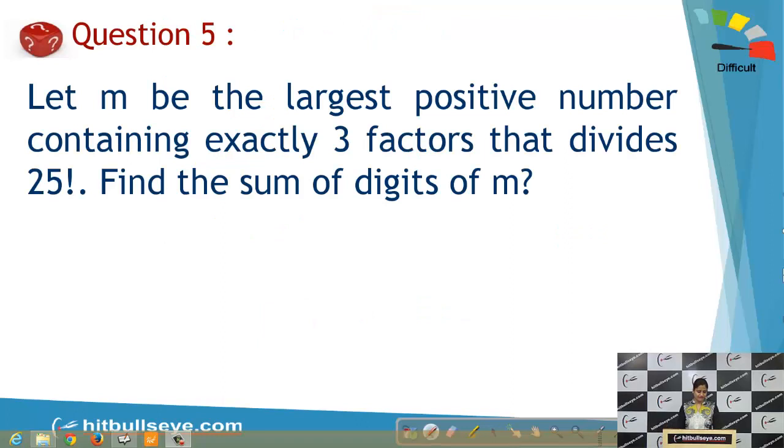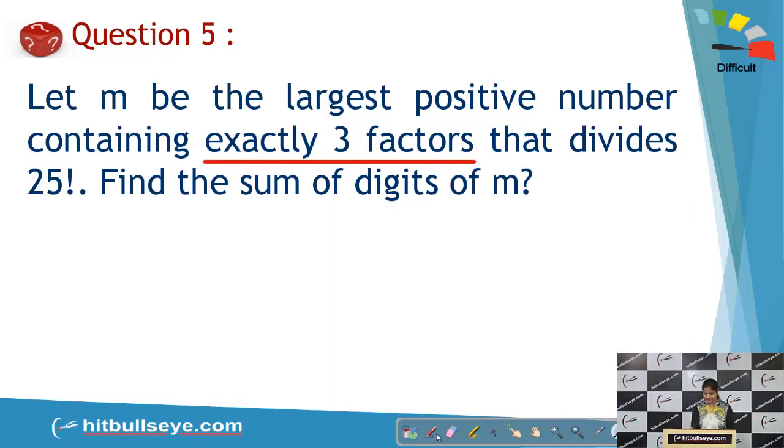Now question number 5. Let m be the largest positive number containing exactly 3 factors that divides 25 factorial. Find the sum of digits of m. Now this was an important line, the positive number containing exactly 3 factors. So if we take any prime raised to power 2, the number of factors of this number is 3.